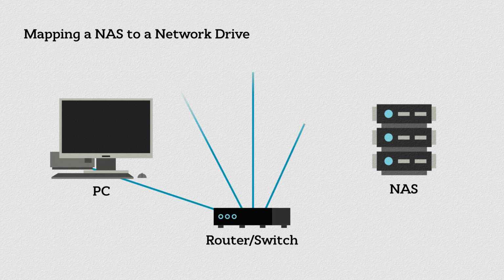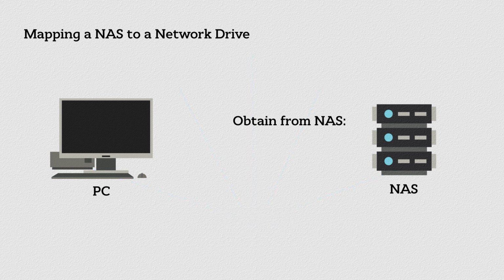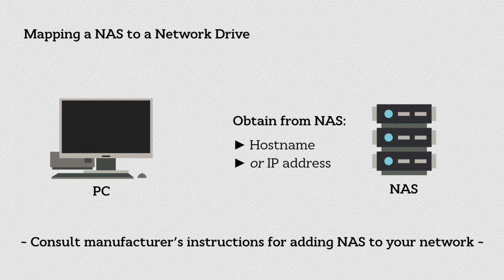To map a network drive to a NAS, the NAS must already be connected to your network. You then need to know how to identify the NAS on your network to connect to it. You can use either the device's host name, which is commonly written on a label on the case, or IP address. Depending on the setup, it's possible that the IP address may change over time, so using the host name is preferable. The manufacturer of the NAS should provide instructions you can use to connect the device to your network and identify it. After the NAS is set up, you can start mapping drives to it.